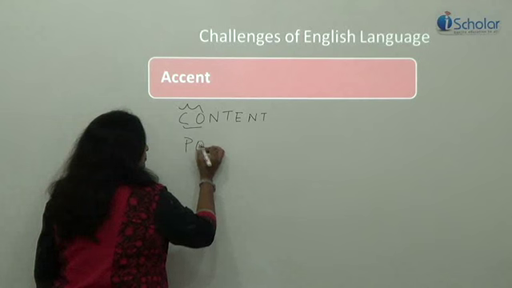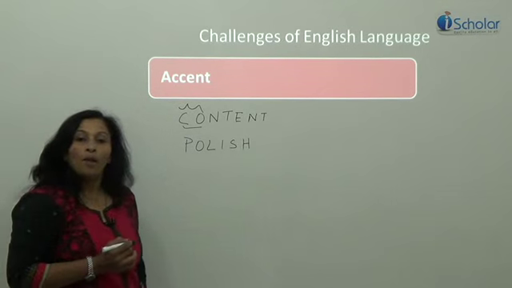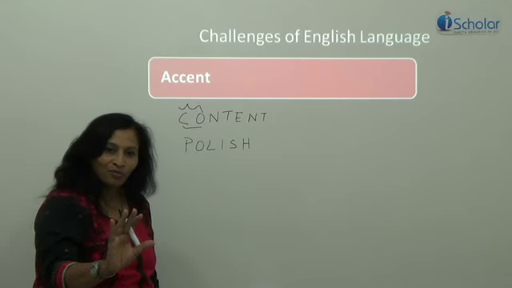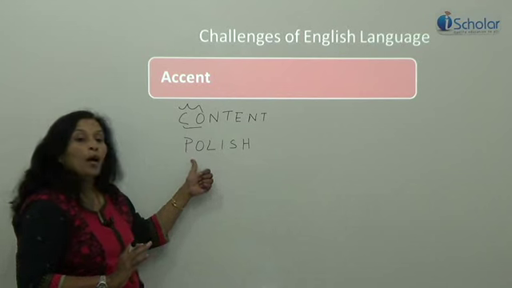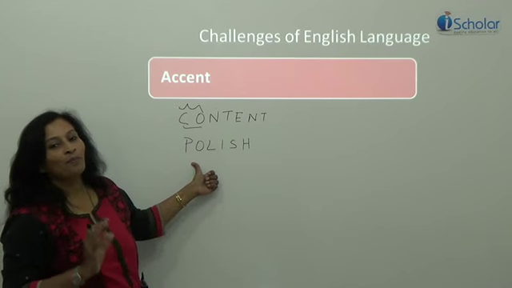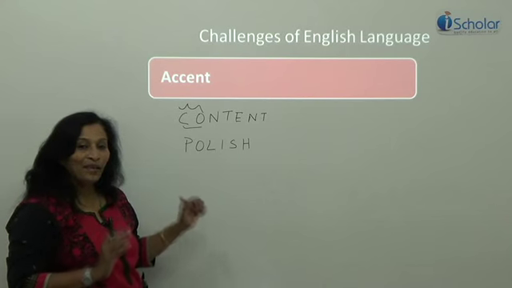Similarly, if you say polish, it is a shoe polish that we have. Again a noun form. But then if we say Polish, we are talking about a person from Poland. Right? So accent is extremely crucial.